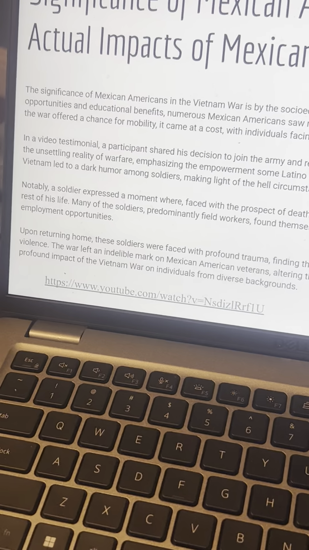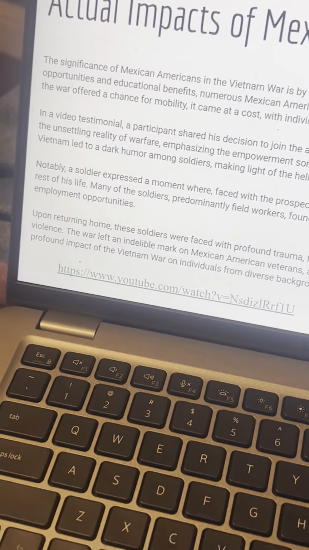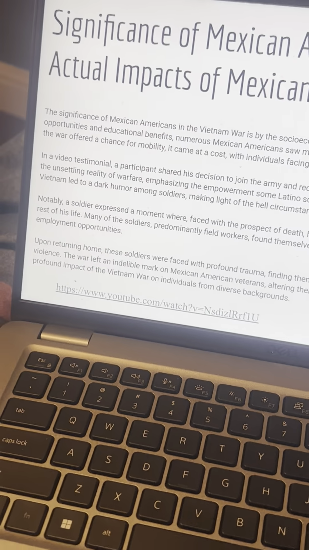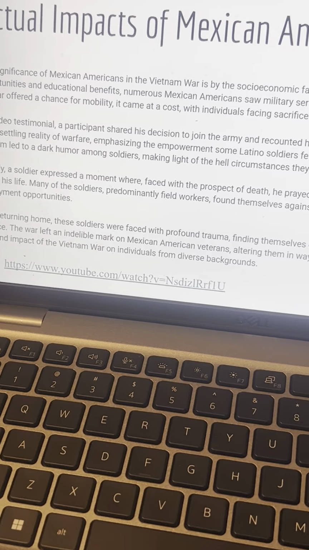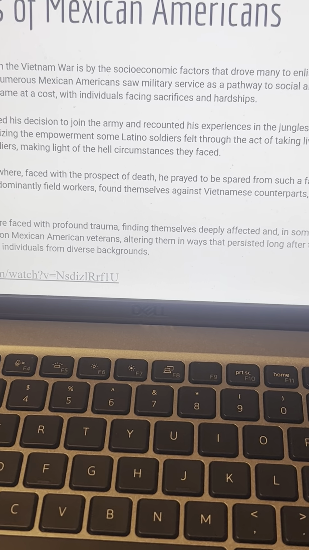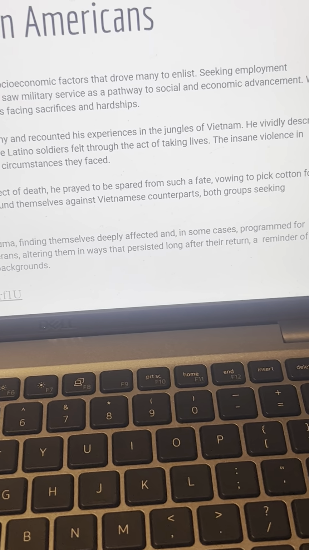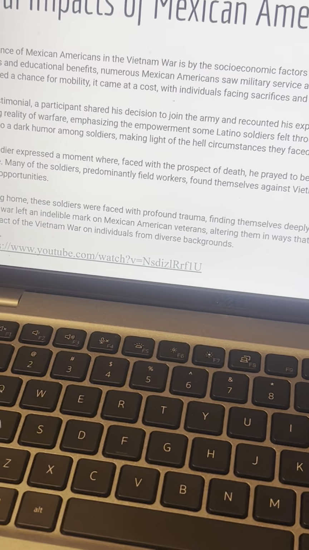It's just a crazy thing to think about. So, notably, a soldier expressed a moment where he faced the prospect of death. There was a soldier that was about to die, a Mexican American one. He prayed and was spared from such a fate, vowing to pick cotton for the rest of his life.